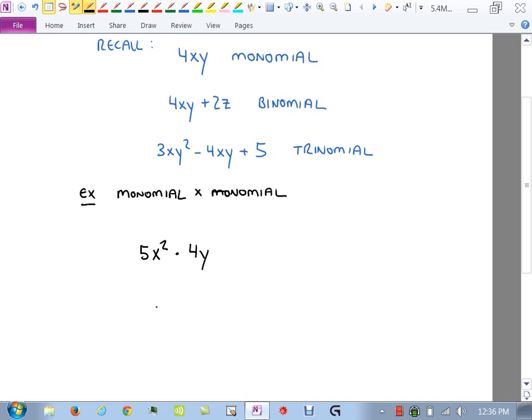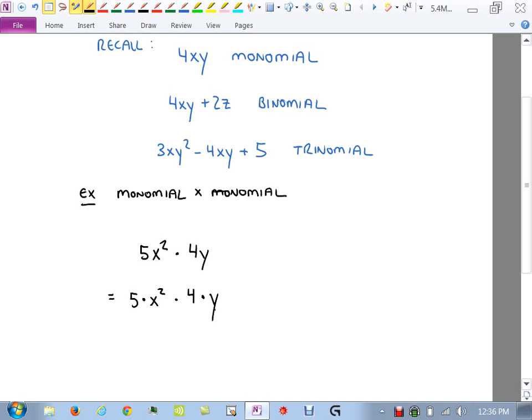So the way that this is going to work is we're going to use the fact that 5x squared is actually 5 times x squared. That's what that means, right? Then I have times 4, and then isn't that times y? I mean, that's really what that means. It means 5 times x squared times 4 times y. So it's a bunch of multiplication.